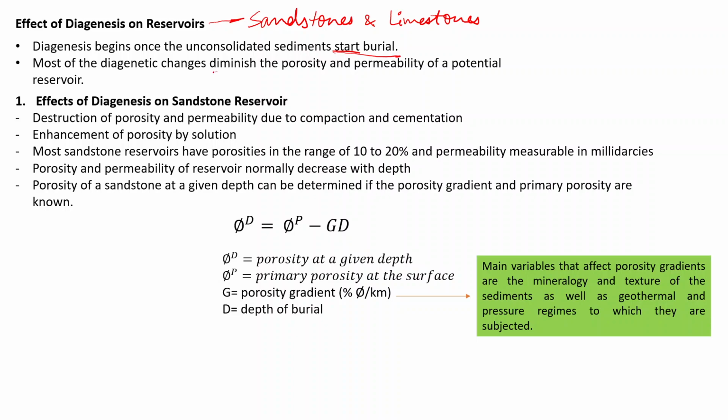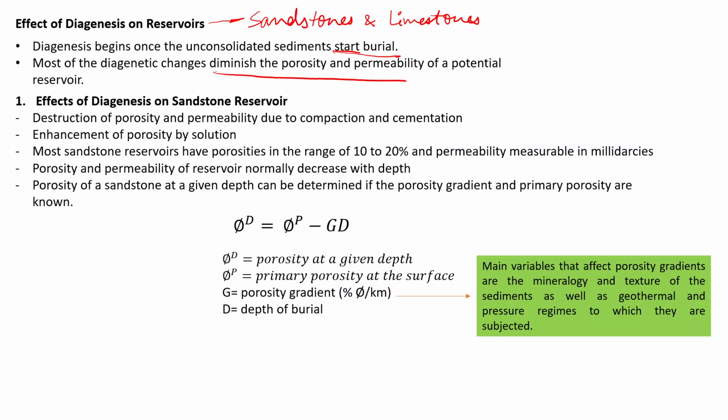So most of the changes that occur during diagenesis have the ability to reduce the porosity and permeability of a reservoir. So we will see the impact of diagenesis on both the sandstone reservoir as well as carbonate reservoirs. So today first we shall discuss the effect of diagenesis on sandstone reservoir.